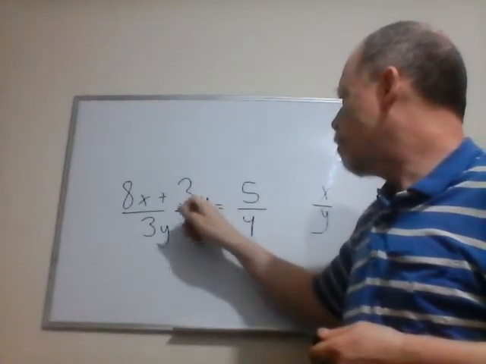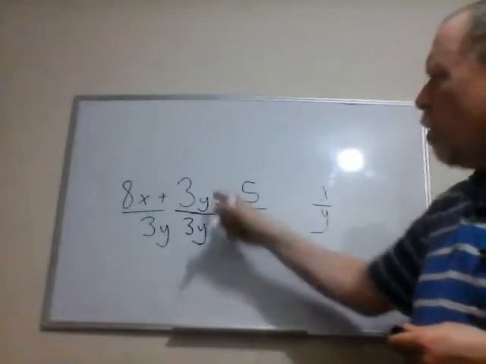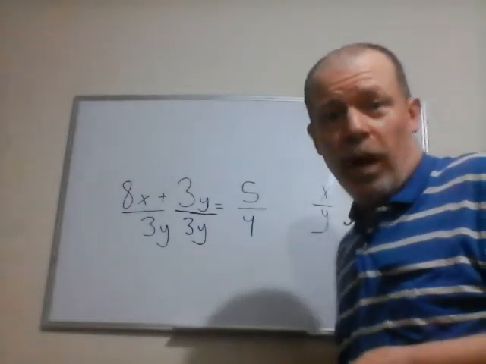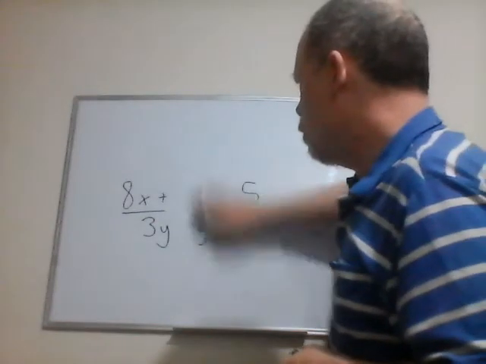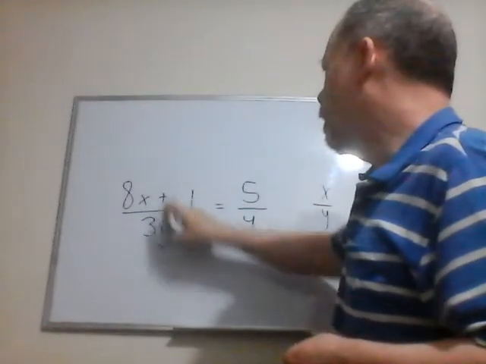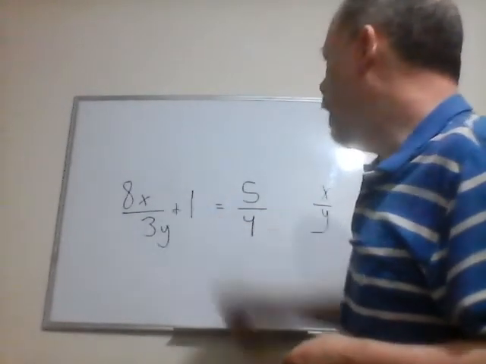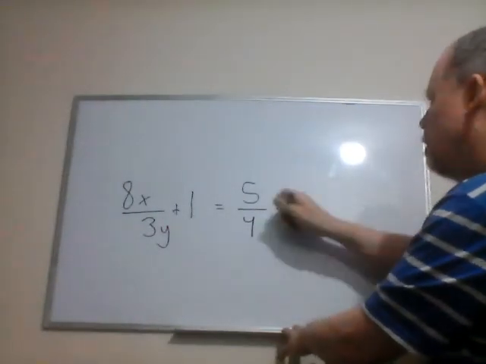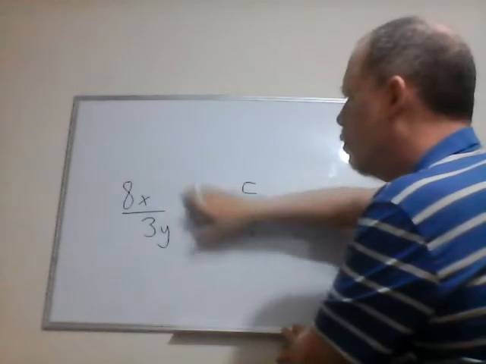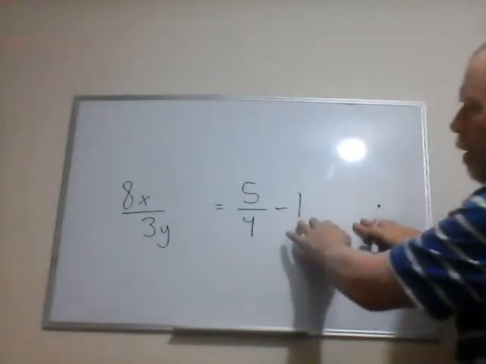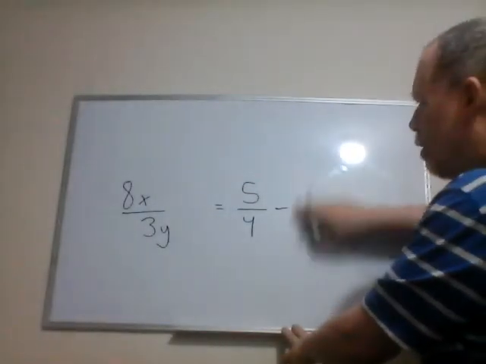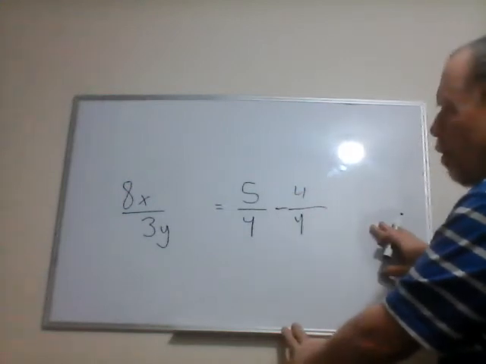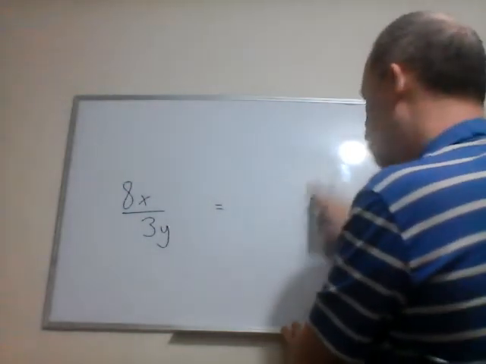Okay. So it doesn't matter what 3y is. You just know 3y over 3y is always equal to 1. Okay? 8x over 3y plus 1. You can take the 1 over here. From there, convert the 1 to 4 over 4, yes. 5 over 4 minus 4 over 4 equals 1 over 4.